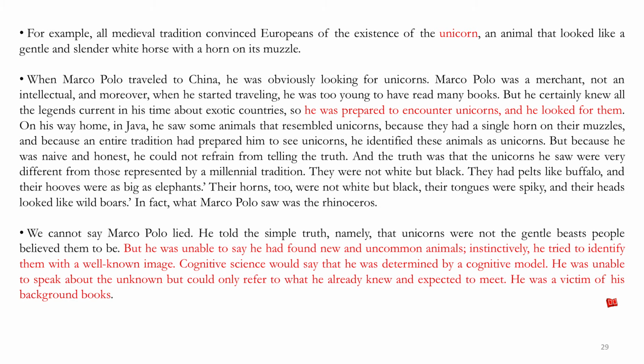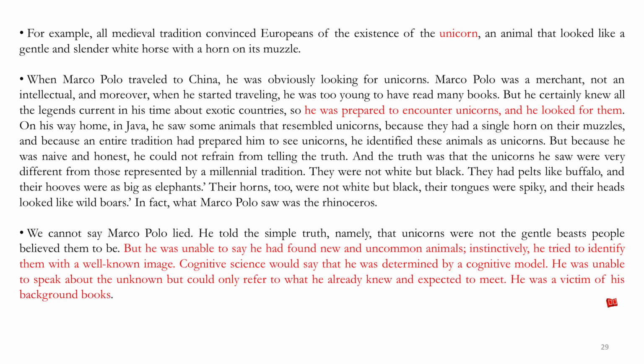When Marco traveled to China, he was obviously looking for unicorns. Marco was a merchant, not an intellectual, and moreover, when he started traveling, he was too young to have read many books. But he certainly knew all the legends current in his time about exotic countries. So he was prepared to encounter unicorns, and he looked for them. On his way home in Java, he saw some animals that resembled unicorns because they had a single horn on their muzzles, and because an entire tradition had prepared him to see unicorns. So he identified these animals as unicorns.